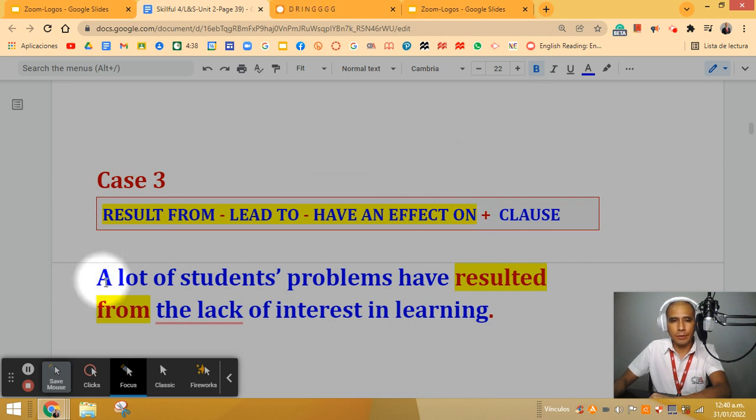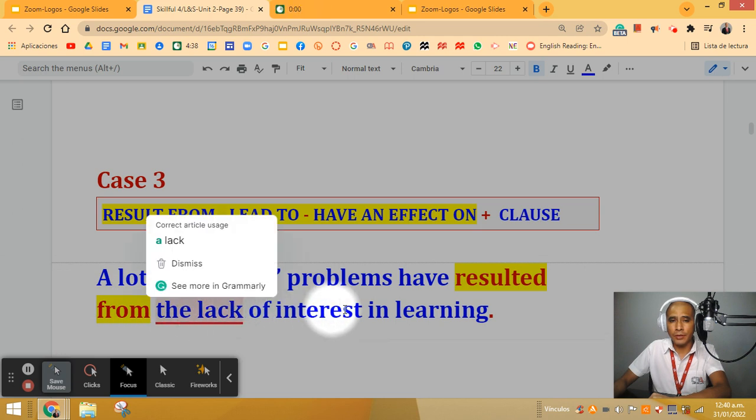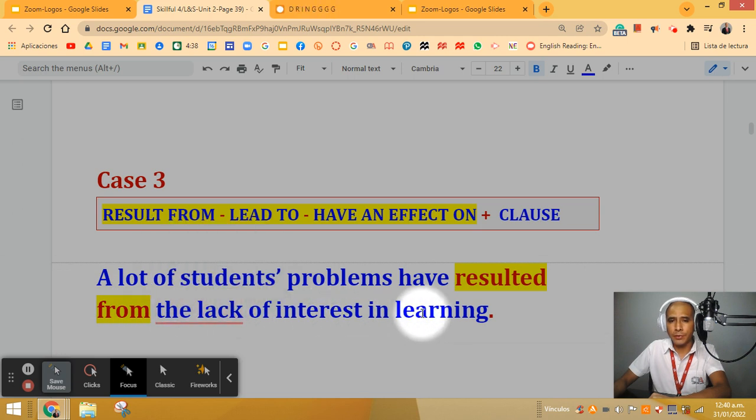Let's see the example. A lot of students' problems have resulted from the lack of interest in learning. So in this case, for example, we are using the first verb plus the preposition. And after it, you can see that we have the clause, the lack of interest in learning.